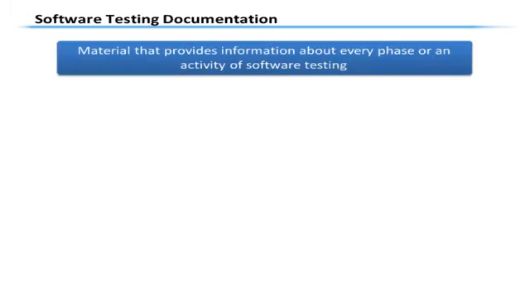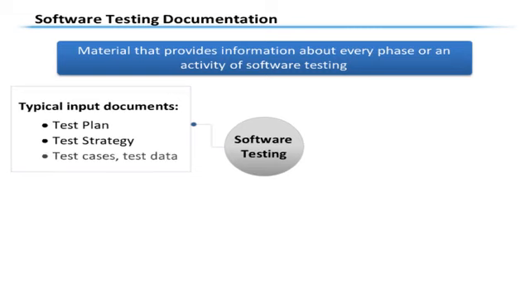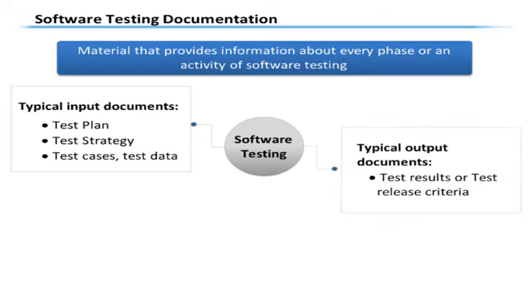Let's look at the typical software testing documents, which can be used at the testing team level. This is material that provides information about every phase or activity of software testing. The common input documents for software testing purposes are the test plan, the test strategy, and test cases and test data files. After performing the software testing, the final output document is the test results document. Also, test release criteria need to be prepared if needed.